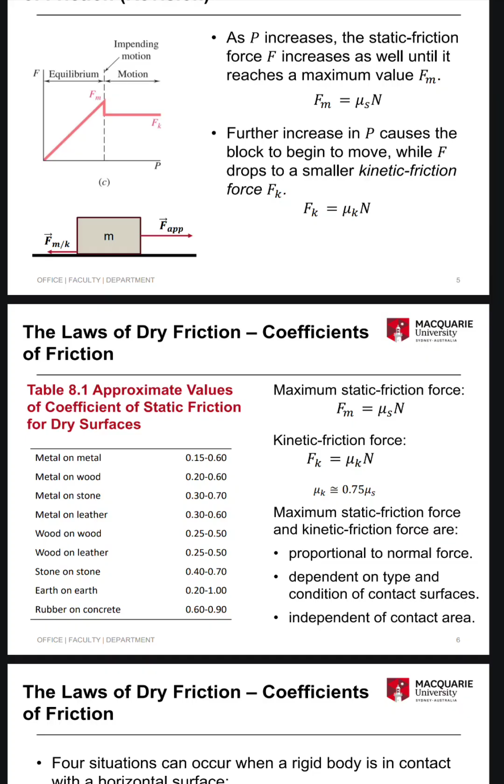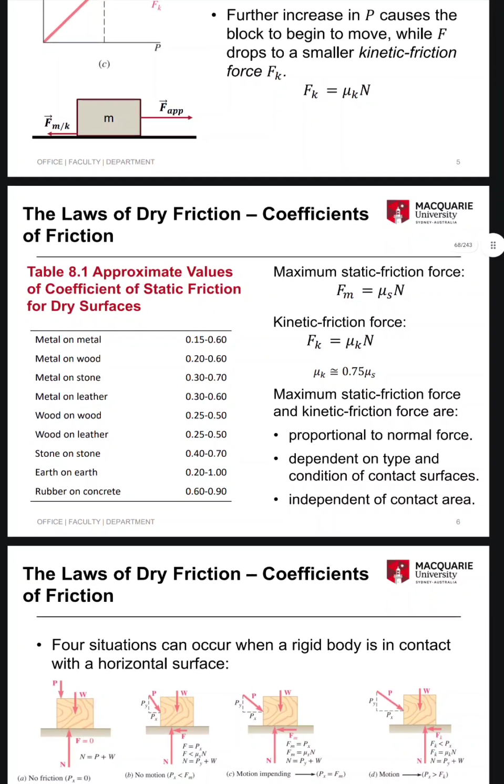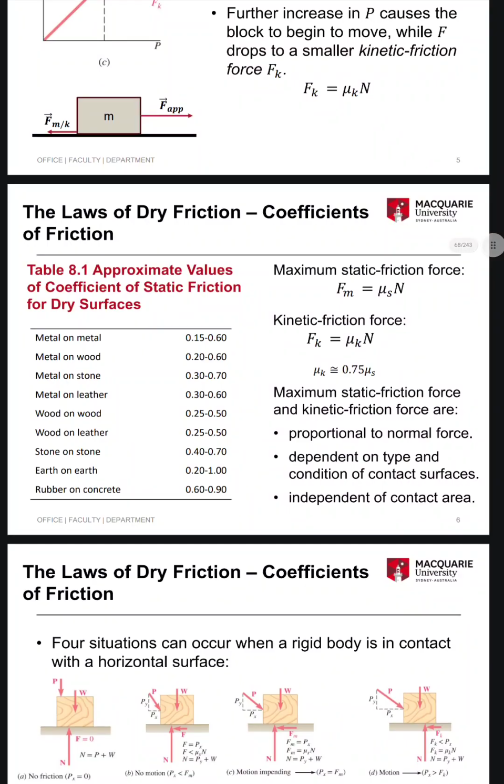Maximum static friction force Fm equals mu s N. Kinetic friction force Fk equals mu k N. Mu k is almost equivalent to 0.75 mu s most of the time. Maximum static friction force and kinetic friction force are proportional to normal force, dependent on type and condition of contact surfaces, and independent of contact area.